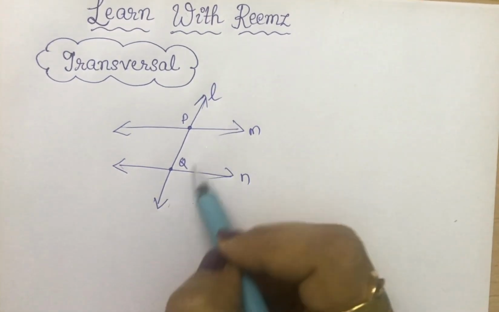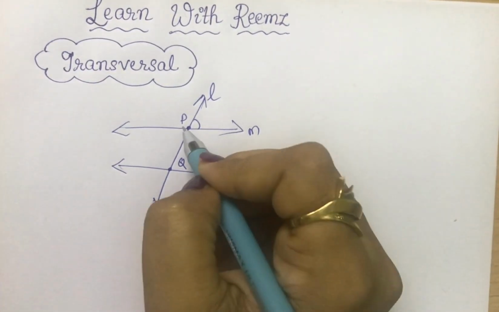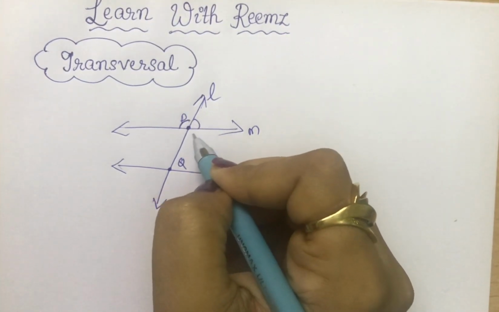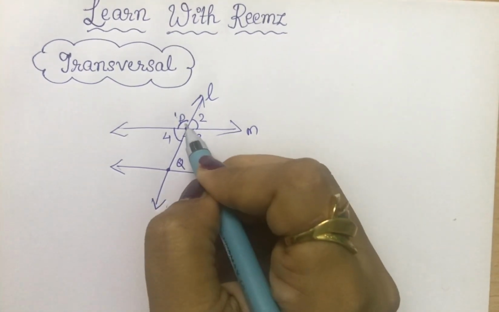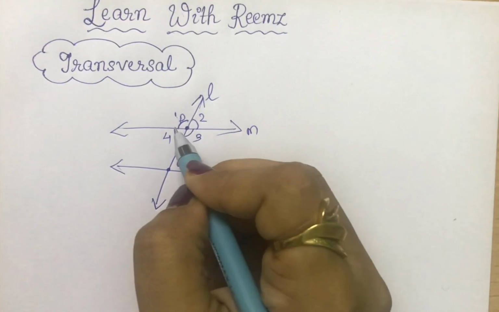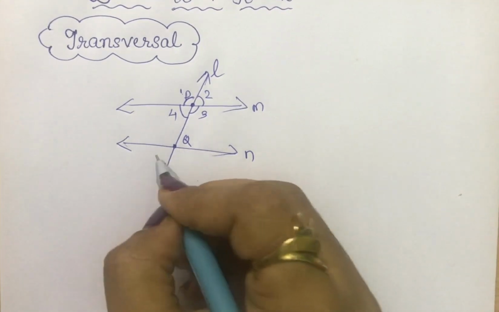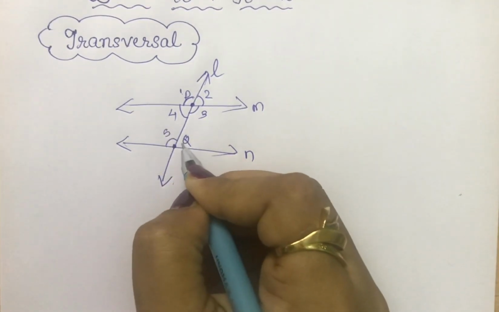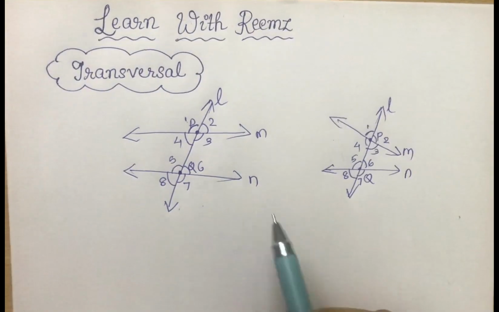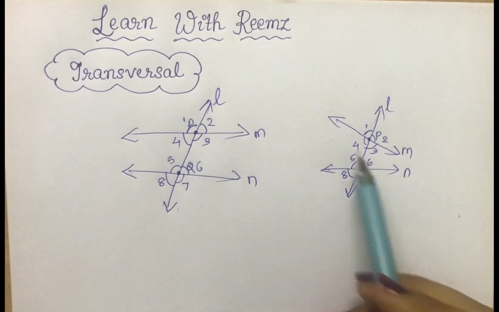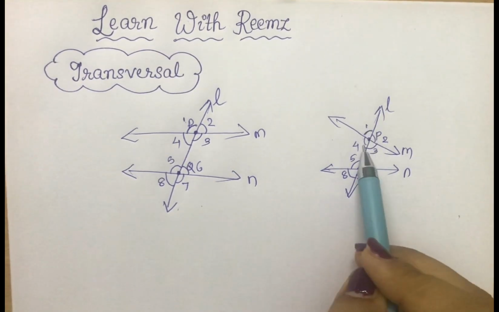So when a transversal intersects a line at a point, four angles are formed. Say 1, 2, 3 and 4. So around point P, four angles are formed: angle 1, angle 2, angle 3 and angle 4. Similarly around Q, four angles are formed: angle 5, angle 6, angle 7, angle 8. So when a transversal L intersects two or more lines, then at each point, four angles are formed.